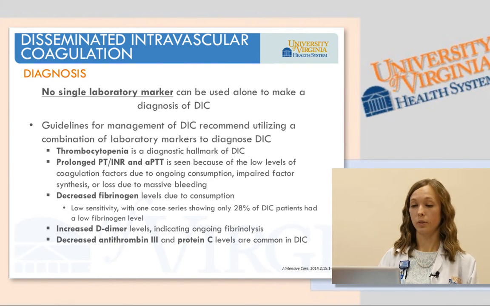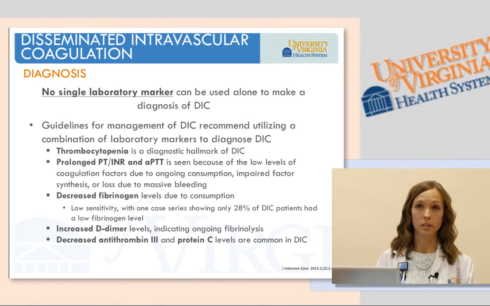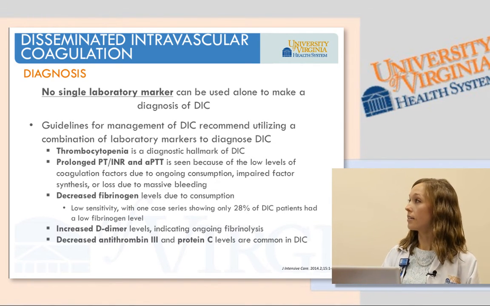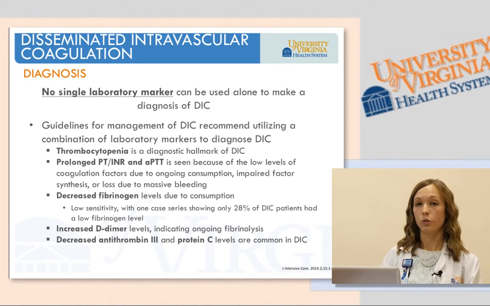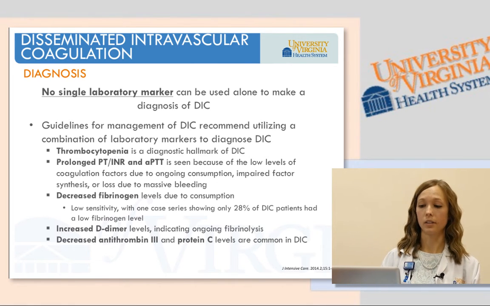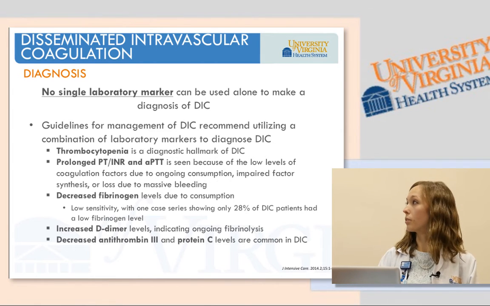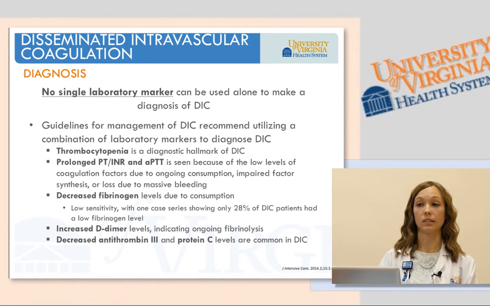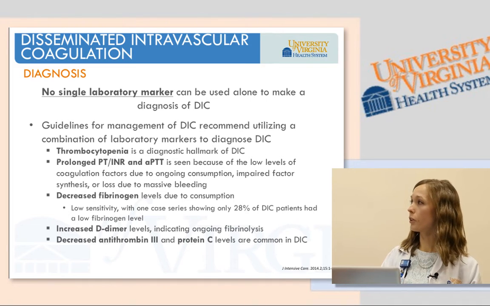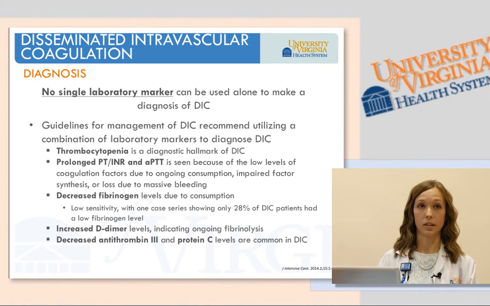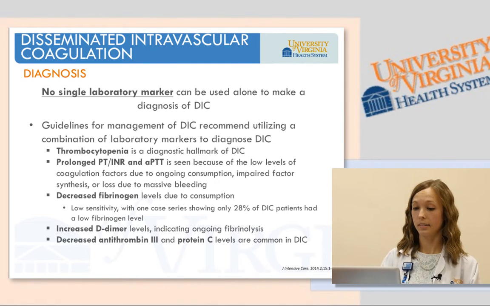Now, once again, of course, when it comes to diagnosis, we don't have any single laboratory marker that can really confirm a diagnosis of DIC. So the guidelines that are out there for management recommend utilizing a combination of lab parameters to make a diagnosis. There's a couple scoring systems available out there as well that largely refer to these lab values in terms of helping providers to diagnose DIC and predict clinical outcomes. So the first lab abnormality that we see, of course, is thrombocytopenia because of all of the consumption of platelets happening into our fibrin clots.